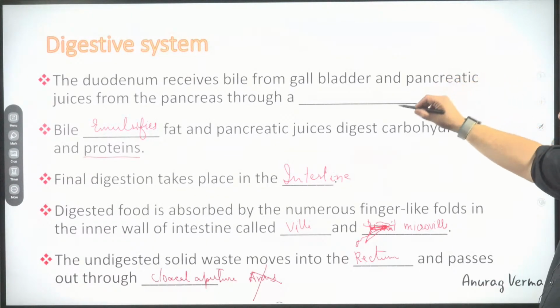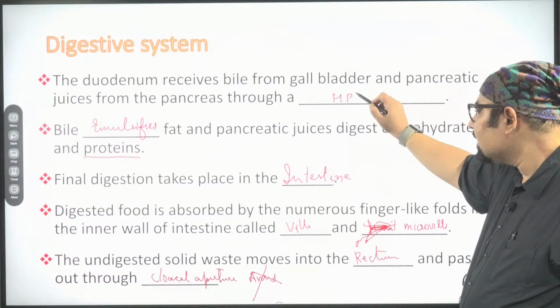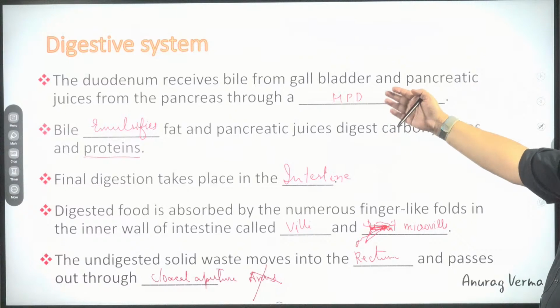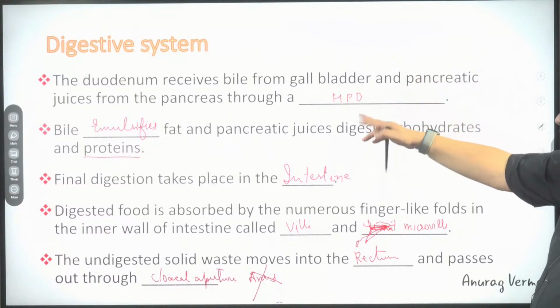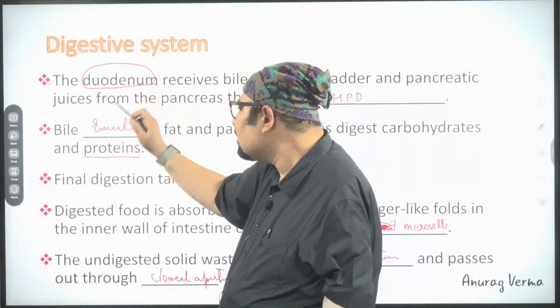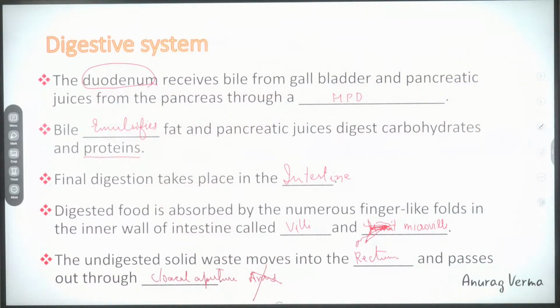Now, in the duodenum, the hepatopancreatic duct opens. There are two types of questions. One is this only: what opens in the duodenum? The answer is hepatopancreatic duct. Another type of question is: hepatopancreatic duct in frog opens in, and the answer is duodenum. And the same is also applicable to human beings.